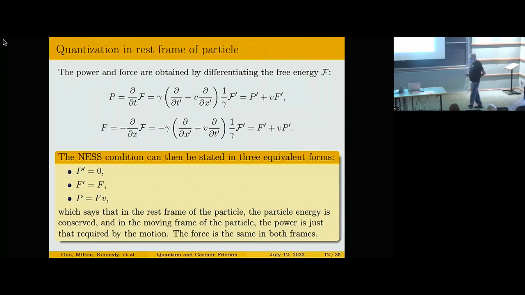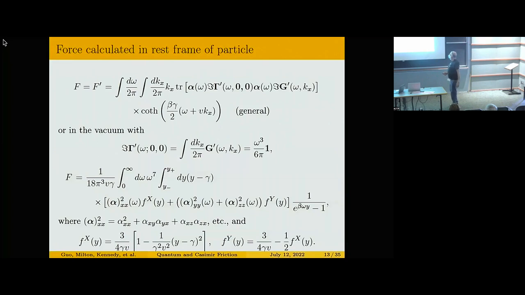And this NESS condition that's automatically enforced when I say the fluctuations only come from the electromagnetic field is then the statement that P prime is actually zero, which means from these equations that F prime is F, the force is the same in both frames, and that P equals FV. That is to say, the power in the moving frame in which the particle's moving is exactly that required by the force times velocity.